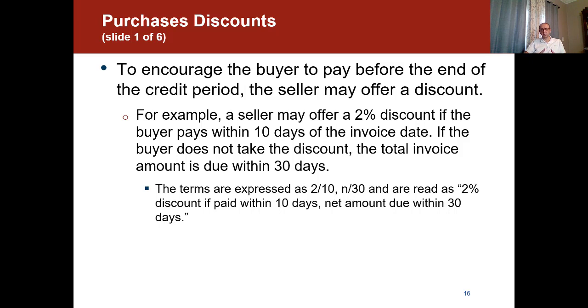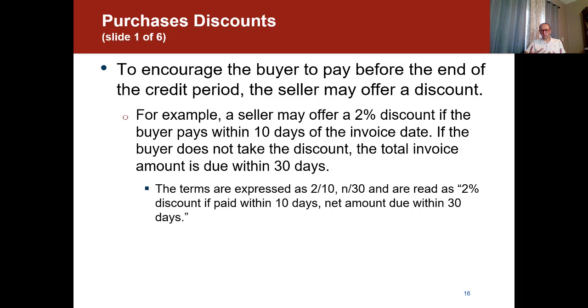To encourage the buyer to pay before the end of the credit period, the seller may offer a discount. Of course, it's not in all cases, but in many cases, whenever the seller wants to get the cash quicker, they offer this kind of discount. So let's see this example. A seller may offer a 2% discount if the buyer pays within 10 days of the invoice date. If the buyer does not take the discount, the total invoice amount is due within 30 days.